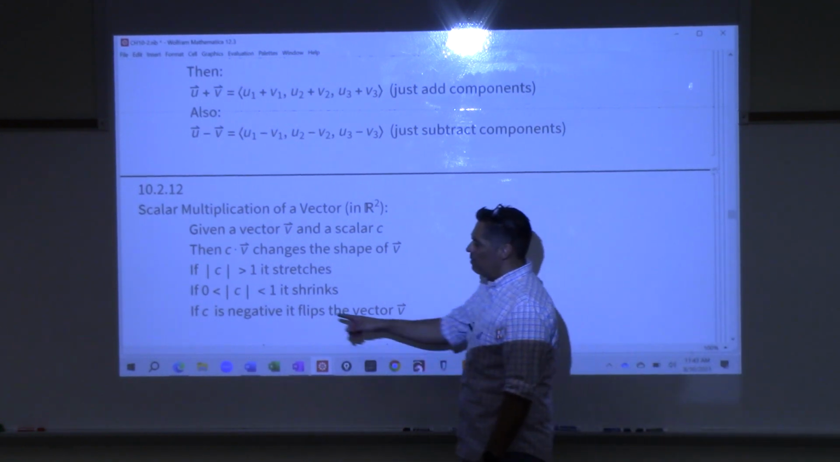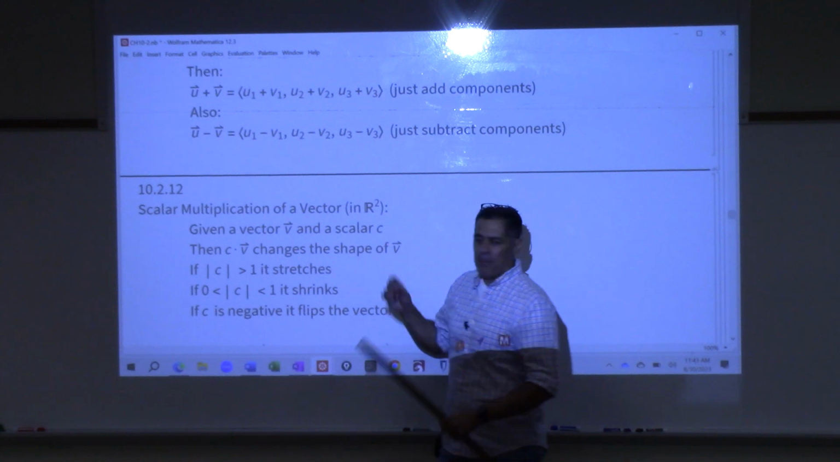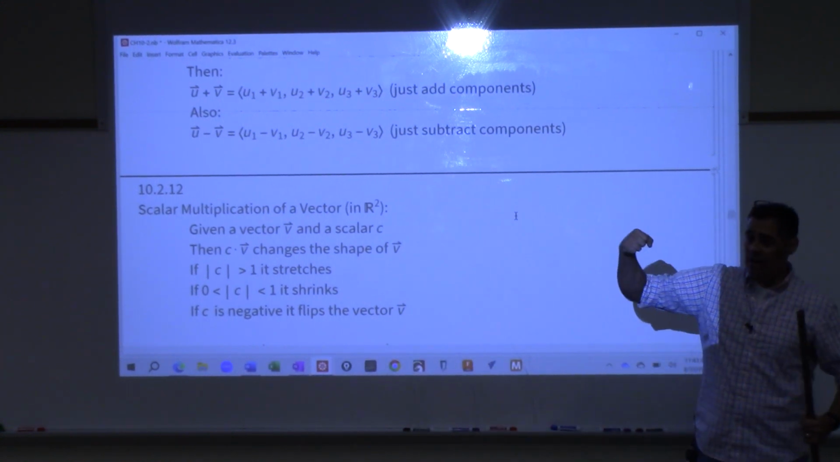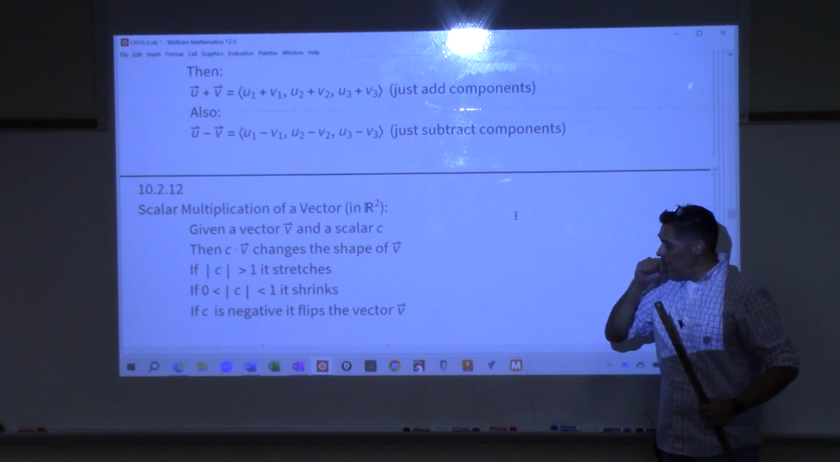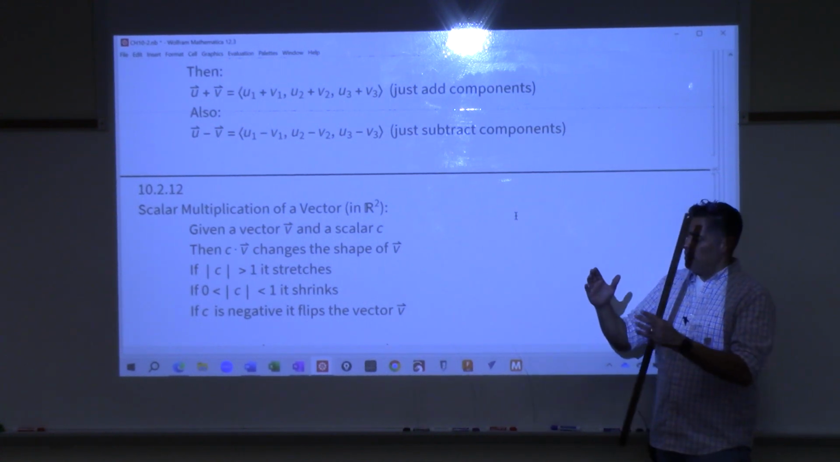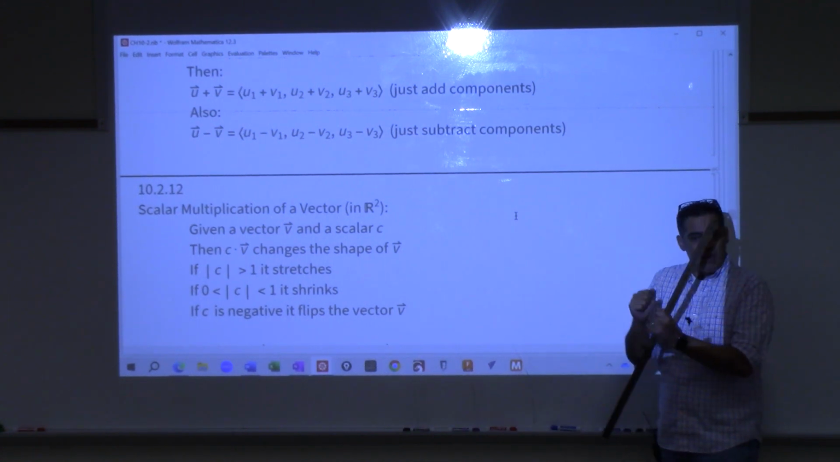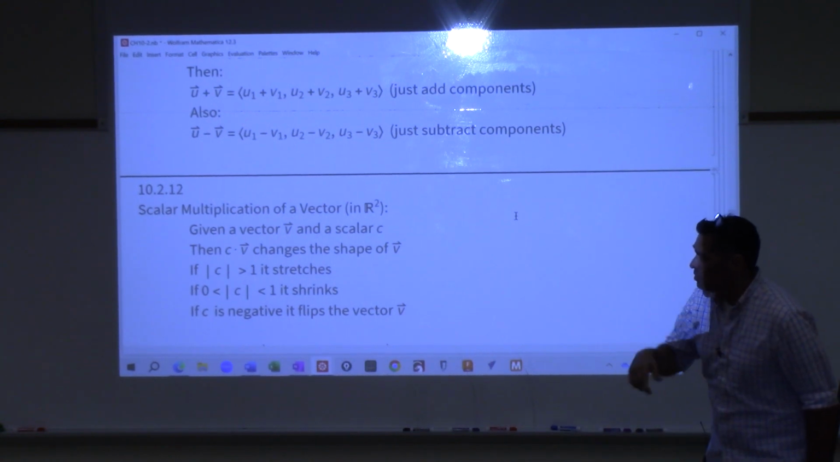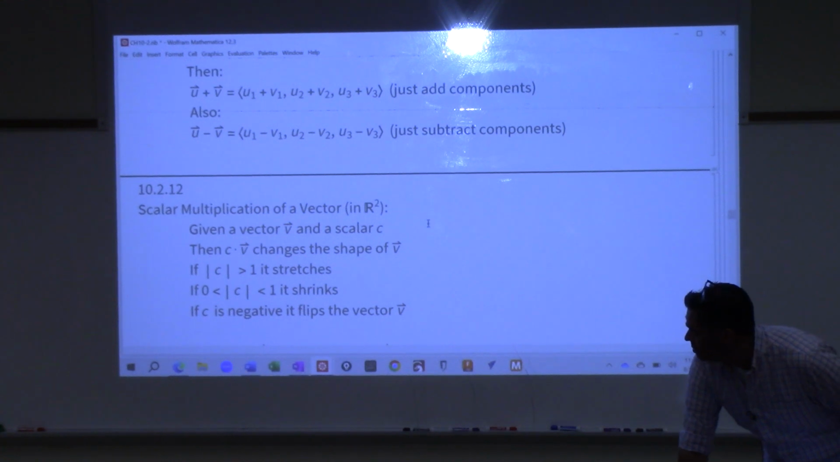Well, it turns out it's a very simple process. If the absolute value of c is bigger than 1, it's going to stretch the vector out. If the absolute value of c is between 0 and 1, then it's going to shrink the vector. And if the value is negative, it's going to flip it over and point it in the opposite direction.